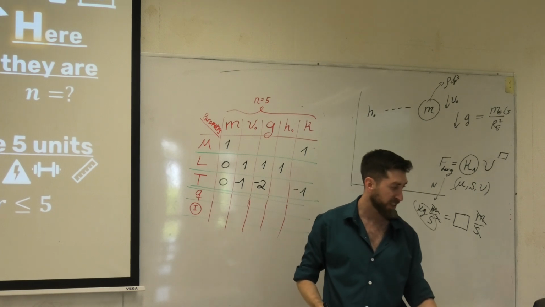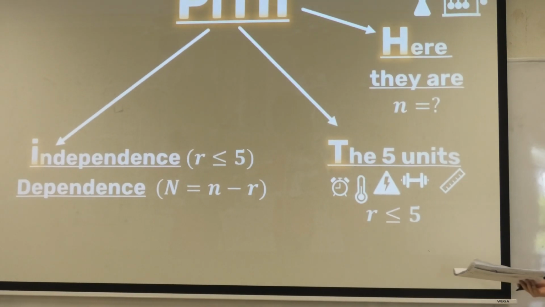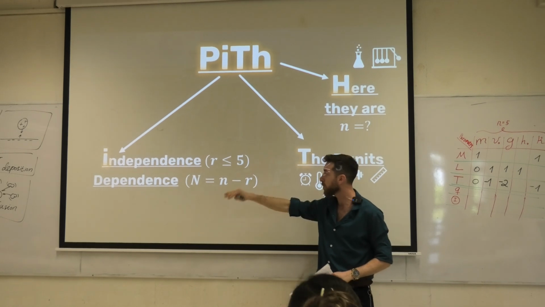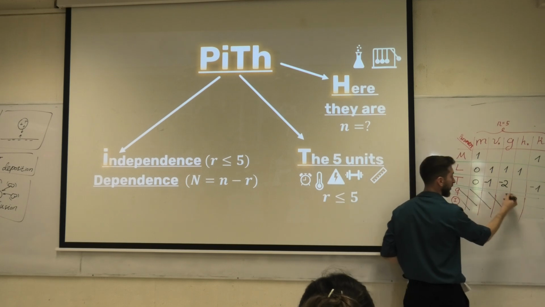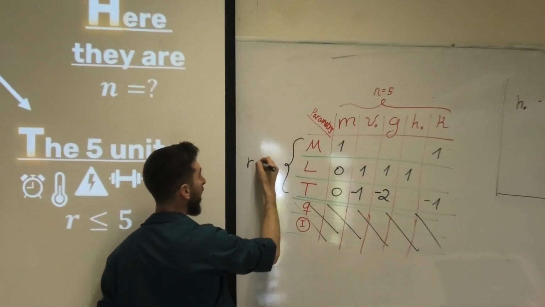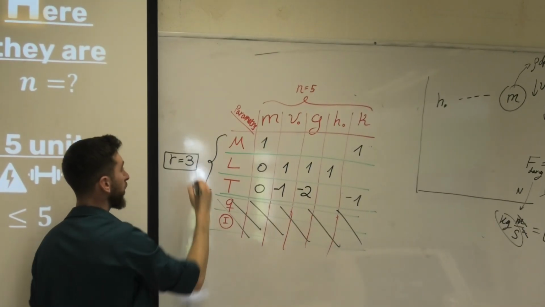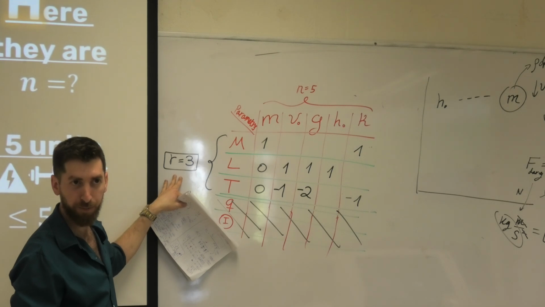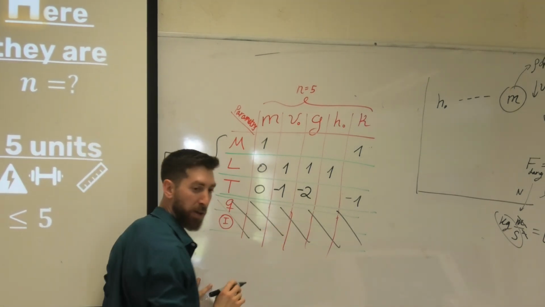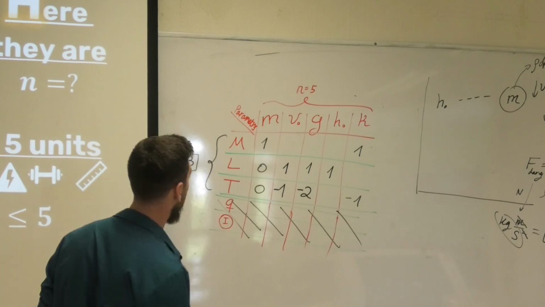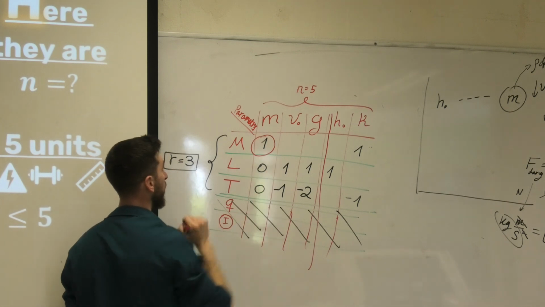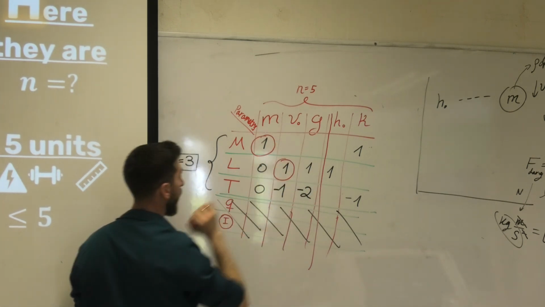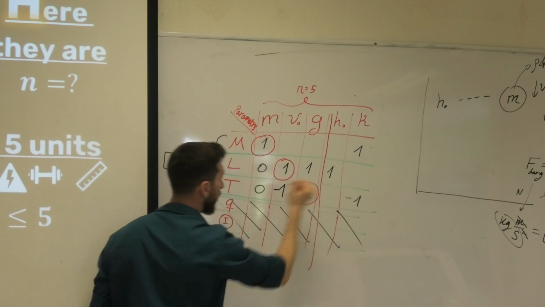Great. The next step of the pi theory is to distinguish between independent and dependent parameters. What do I mean? You see that I did not need this one, right? Which means I have in my problem r equal to 3. I just need 3 units, okay? And I need to decide which are going to be my units. I need to choose independent ones. So I'm just going to say this one will take care of the mass. This one can take care of the length dimension. And this can take care of the time.